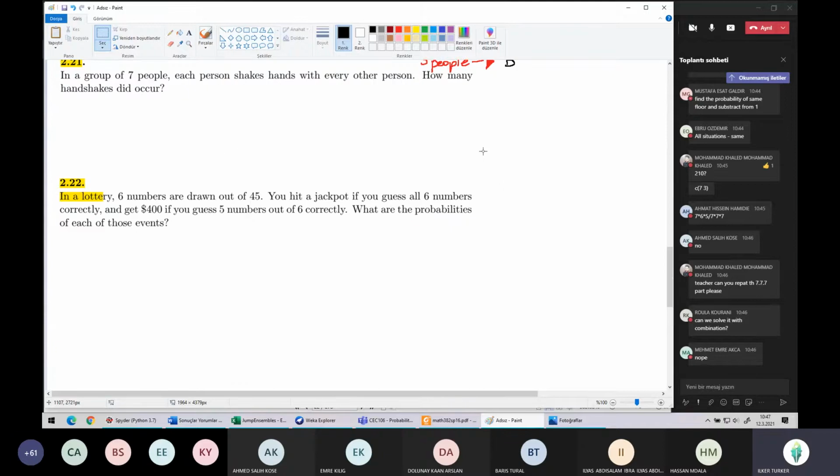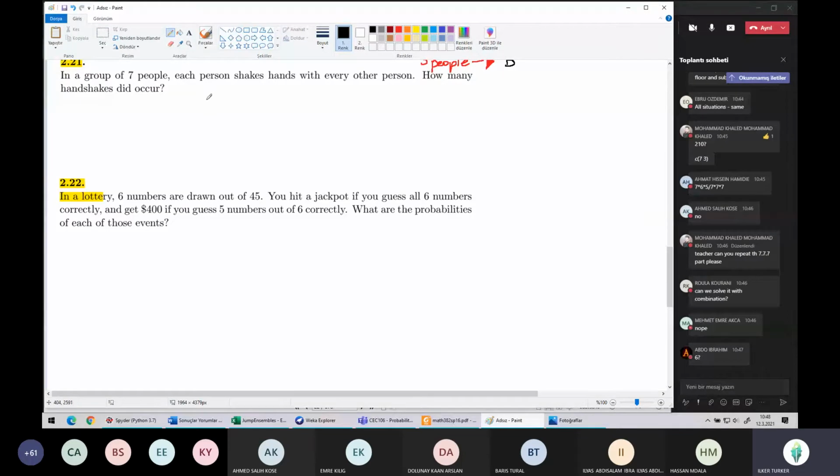In a group of 7 people, each person shakes hands with every other person. How many handshakes did occur? Here, the main question, the area of concern is, does the order matter? If order matters, we use permutation. If order doesn't matter, we use combination.